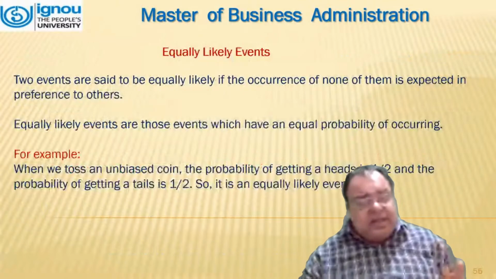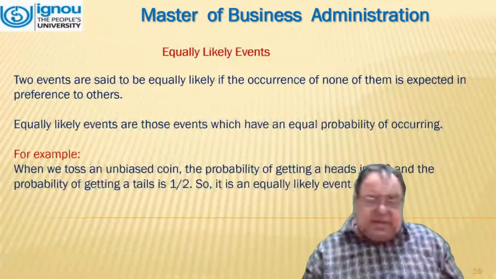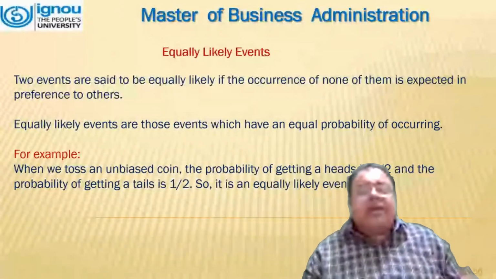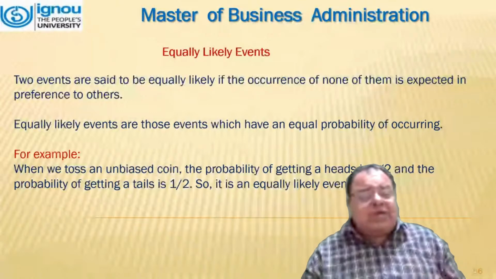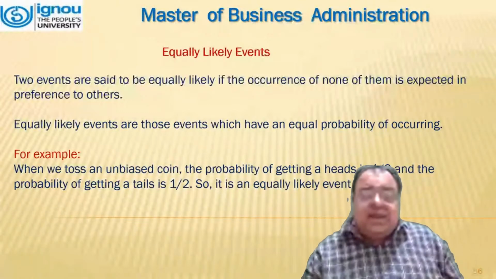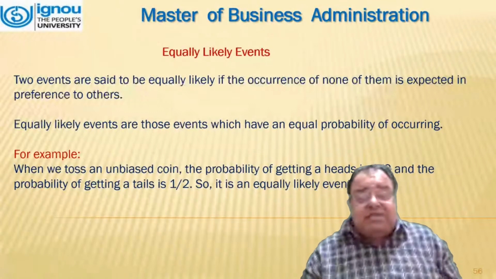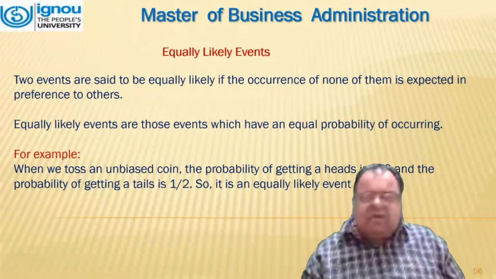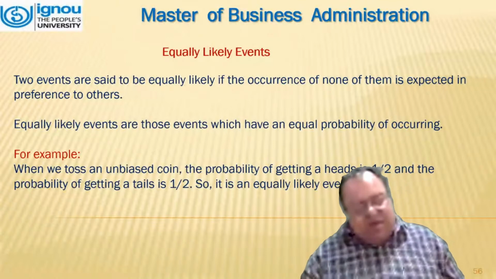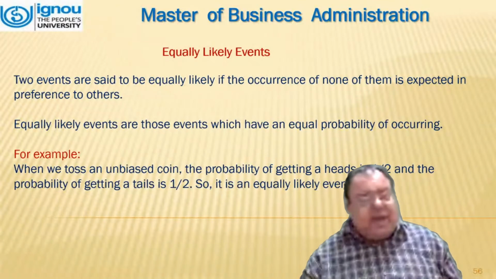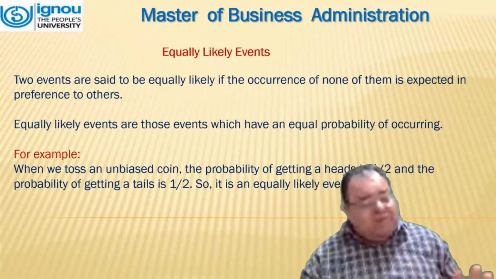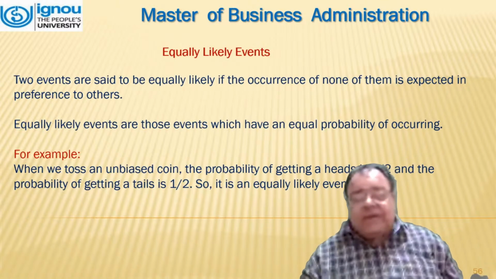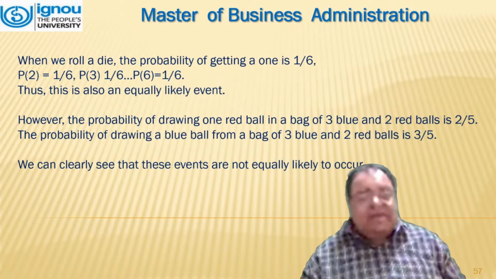Equally likely events. Two events are said to be equally likely if the occurrence of none of them is expected in preference to the others. Equally likely events are those events which have an equal probability of occurring. For example, when we toss an unbiased coin, the probability of getting a head is 1 by 2, and the probability of getting a tail is 1 by 2. So it is an equally likely event.